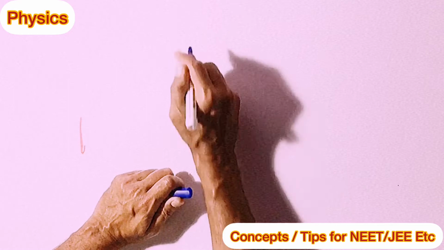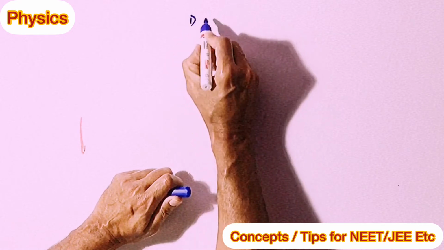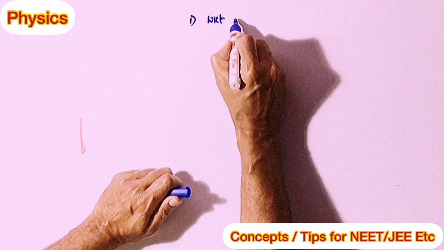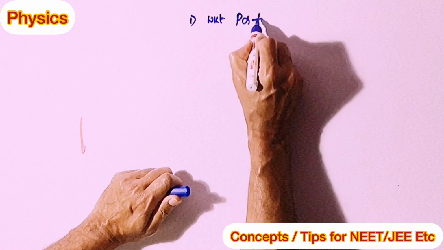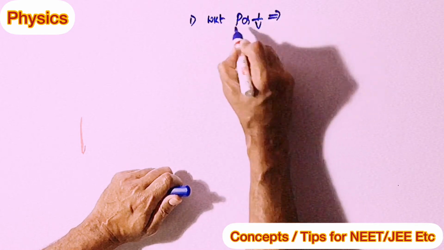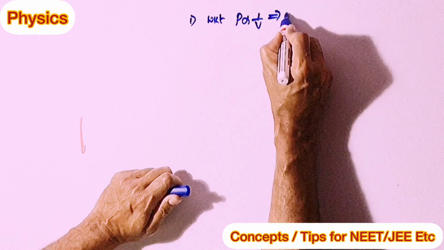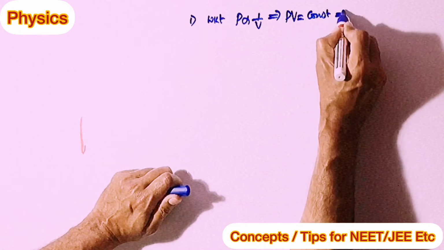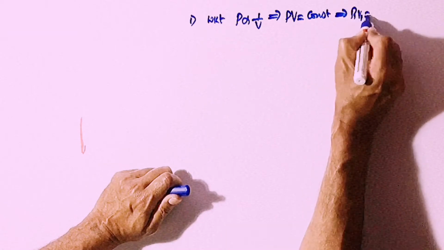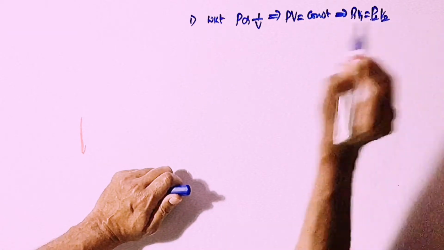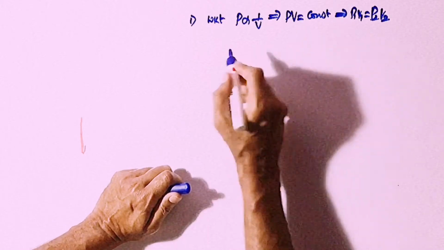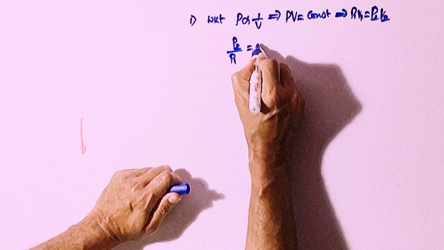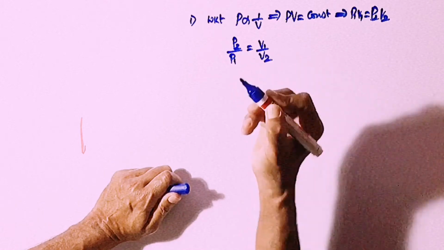Let us start. We know from Boyle's law that pressure of a gas is proportional to 1 by V, where P is pressure, V is volume. Implies PV is equal to constant. Implies P1 V1 is equal to P2 V2. Now let us go to the next step. Therefore, P2 by P1 is equal to V1 by V2.